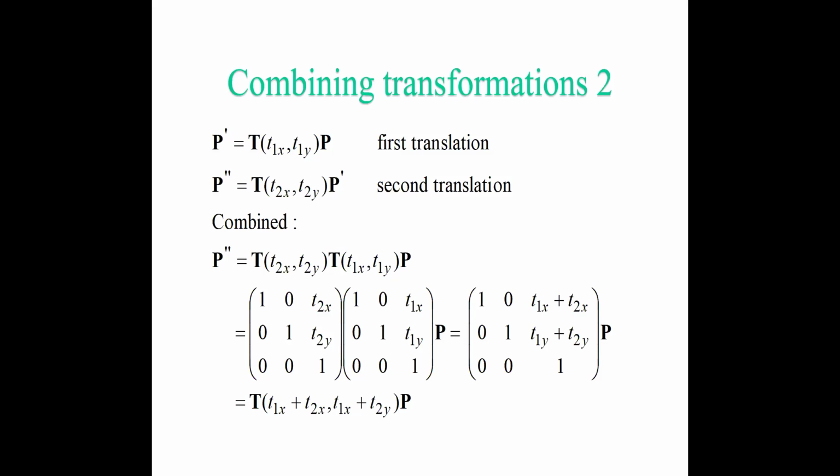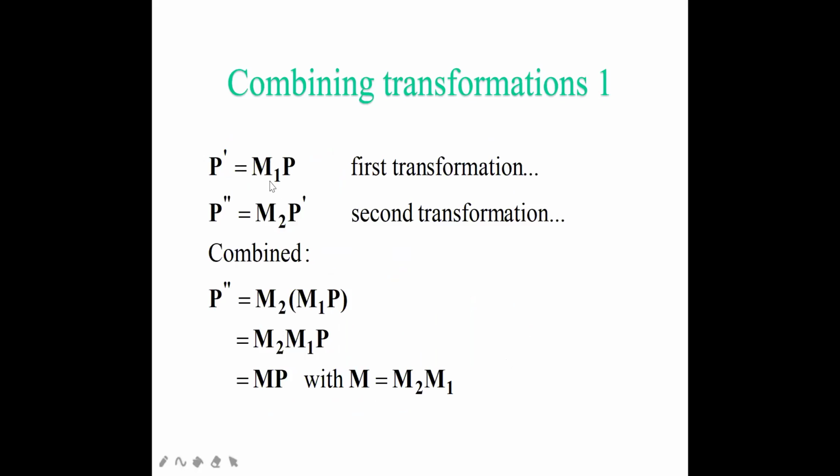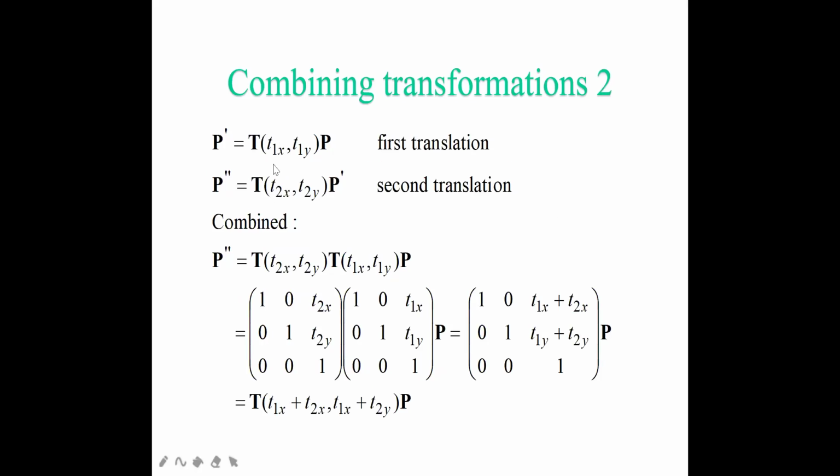So in the first sentence here I have represented M1. Now, instead of M1, I'm replacing it with my translation vector. What is my translation vector? The translation vector of T1x comma T1y. Similarly, for my P double dash, instead of M2, I have represented the translation vector of T2x comma T2y. This is my second translation I have done. This is my first translation. This is my second translation. Now I just want to combine it.